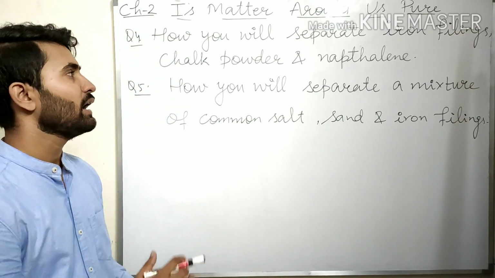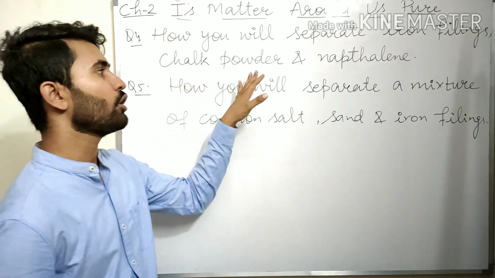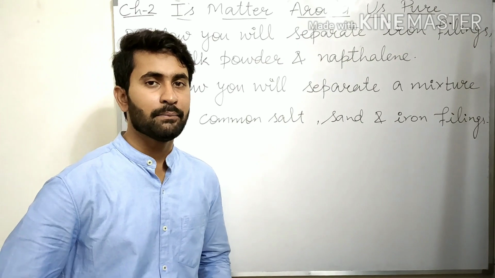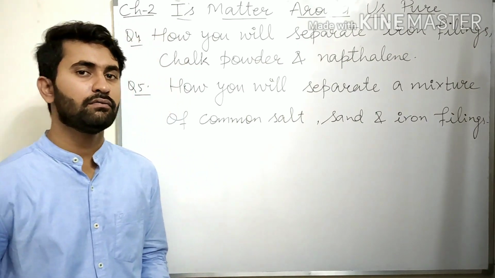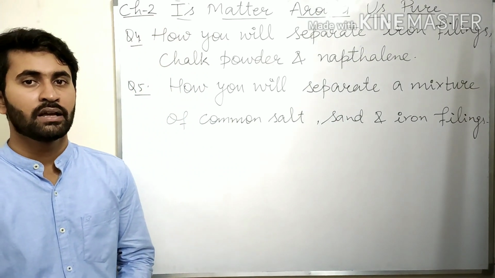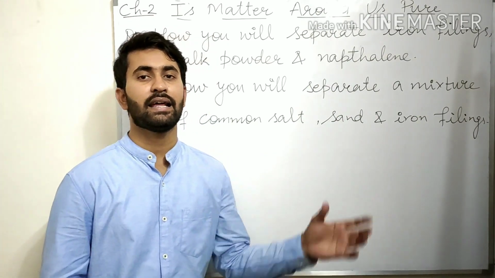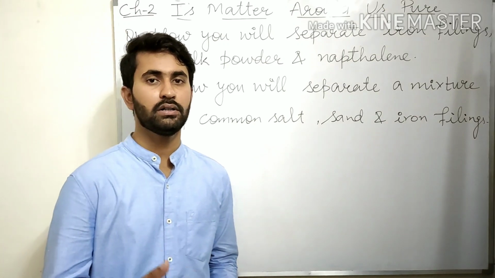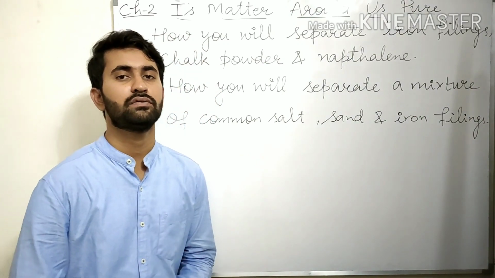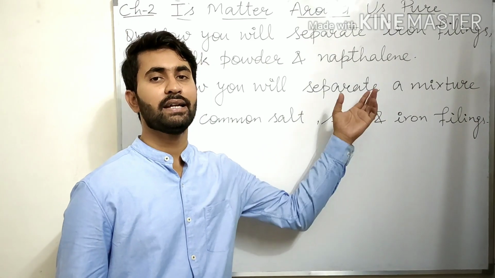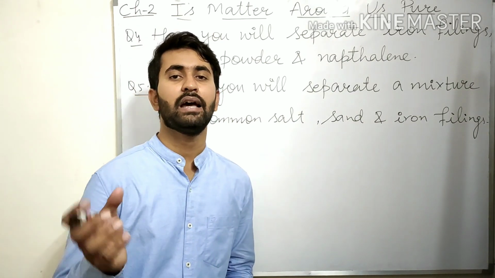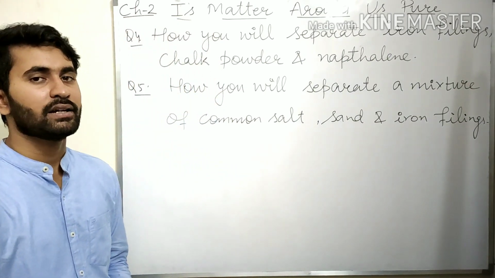Now the mixture will have two components, that is chalk powder and naphthalene. For separating them, we will use sublimation. We will heat the mixture in a china dish, and the naphthalene will convert into vapors. We will collect those vapors, and when they cool down, we will get solid naphthalene, and the chalk powder will be left behind in the china dish.